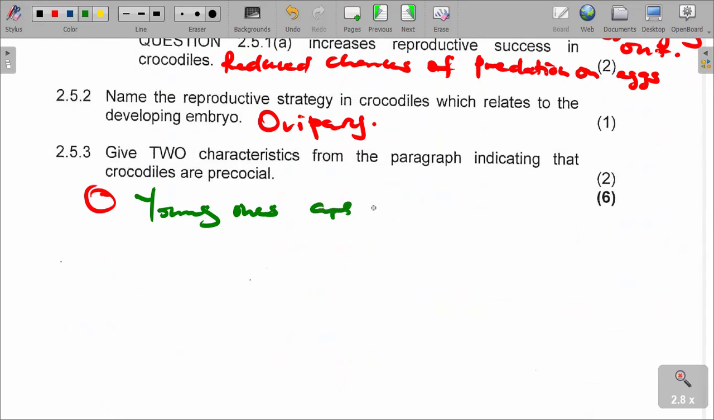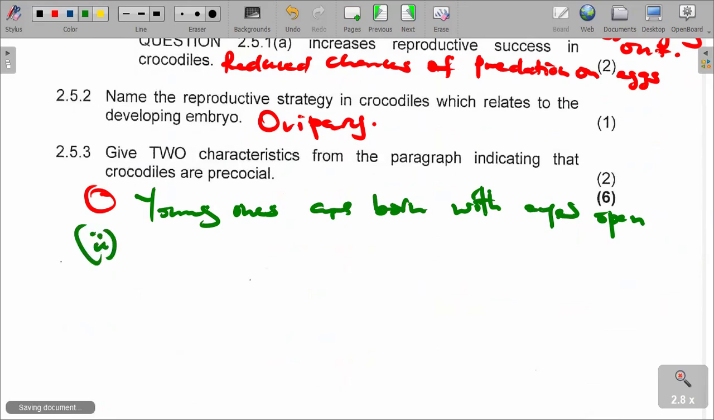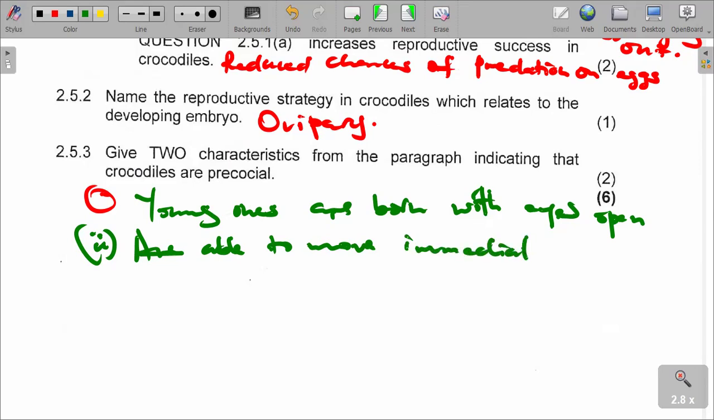They are born with eyes open, and they are also able to move. They are able to move immediately after hatching.